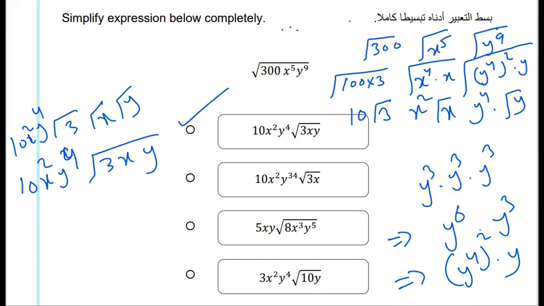Hope it makes sense. Now pause the video and try to figure out a similar question. For example, square root of 128 x to the power 8 y to the power 5 z to the power 3.